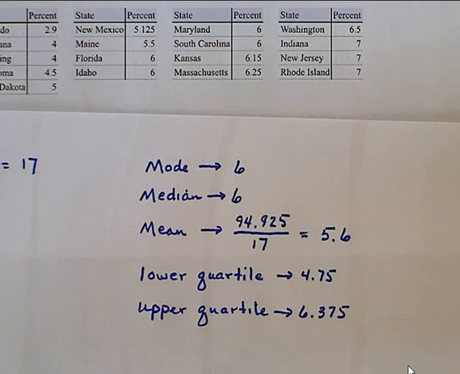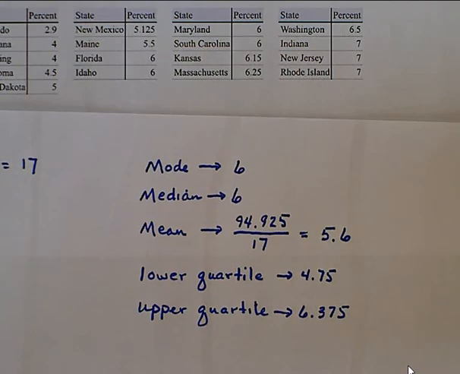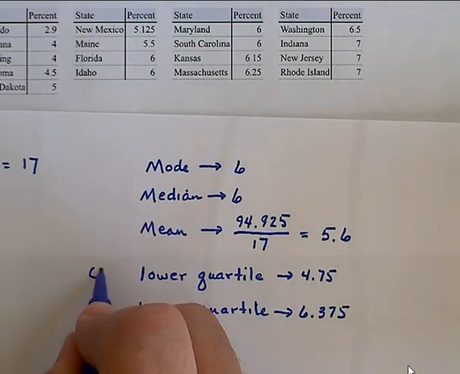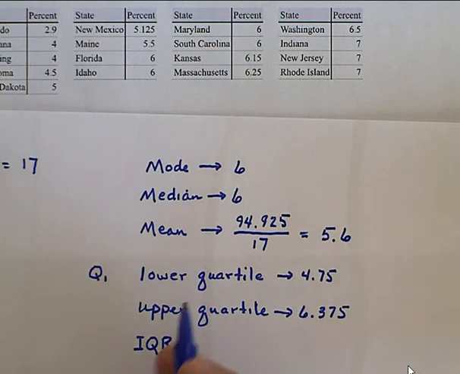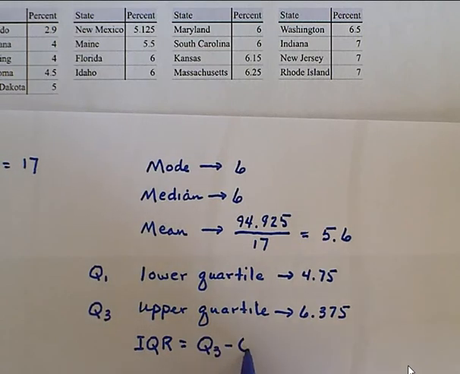Okay? And then the last thing we're going to do is find the interquartile range. Interquartile range is abbreviated IQR. The lower quartile is Q1. The upper quartile is Q3. The range is when I take Q3 minus Q1.